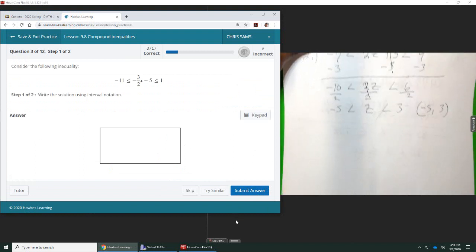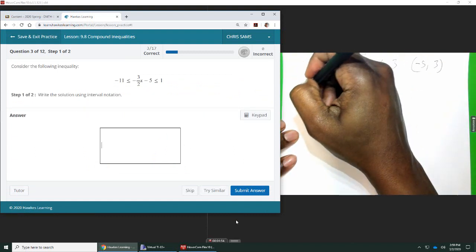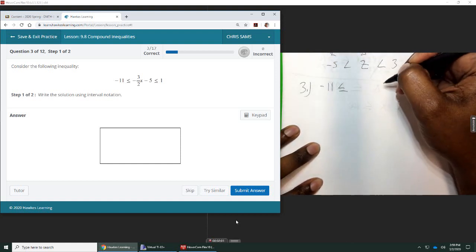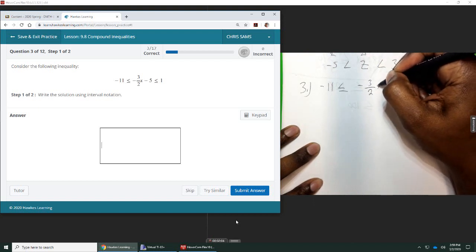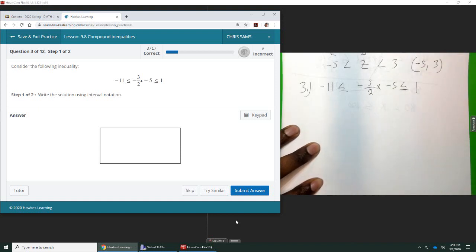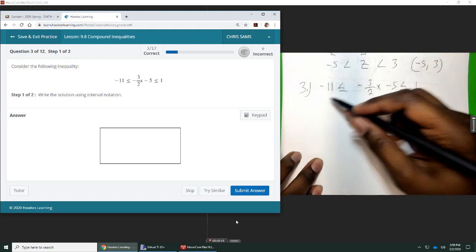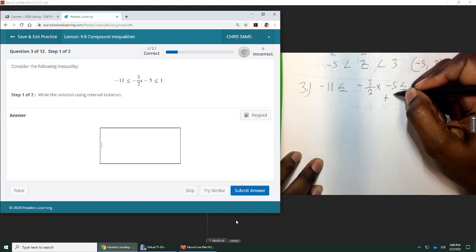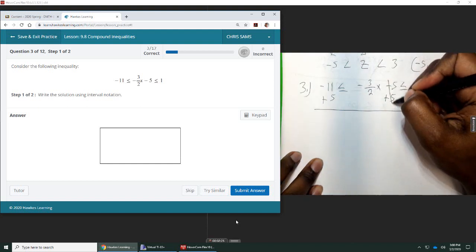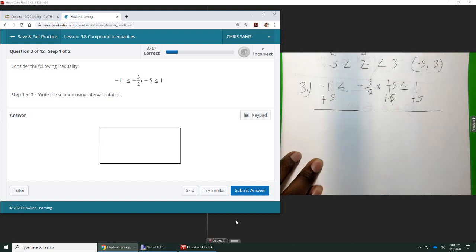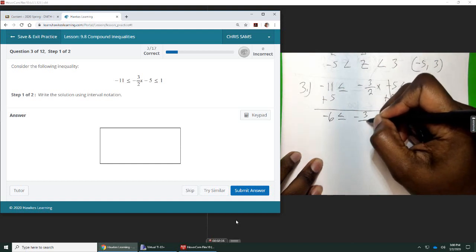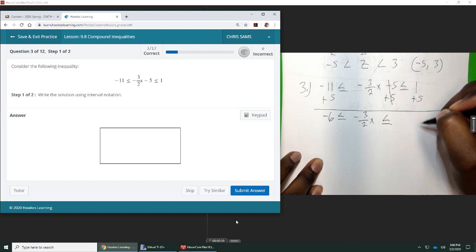Number 3, very similar. We have -11 is less than or equal to -3/2 x minus 5 less than or equal to 1. So what I would first do is add 5 to all the sides. In the middle, it's going to cancel with the positive and negative. The -11 plus 5, we add, and that will give us a -6 less than or equal to -3/2 x less than or equal to 6.